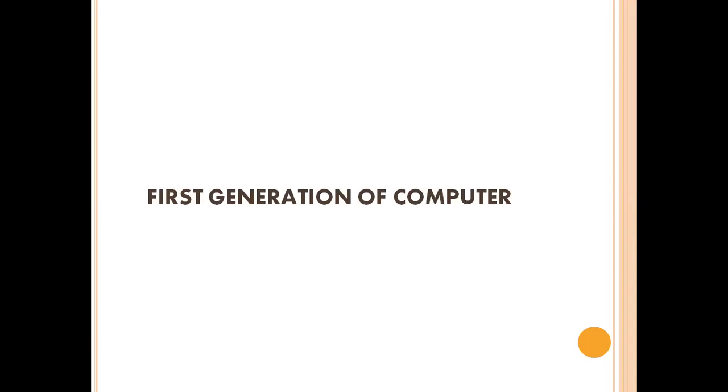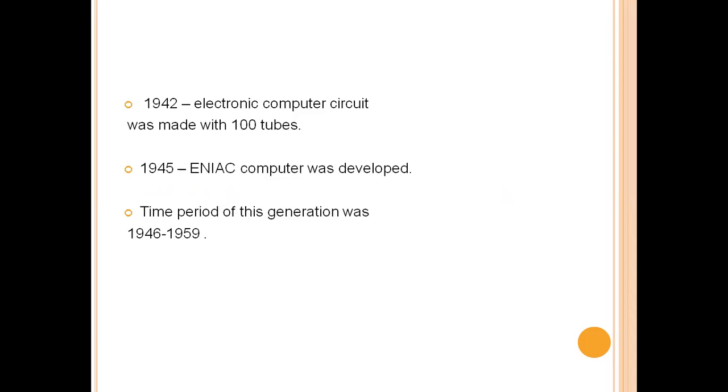Let us talk about first generation of computer. History of first generation of computer. In 1942, an electronic computer circuit was made with 100 vacuum tubes, but unfortunately it was destroyed in an air raid. Then in 1945, the Electronic Numerical Integrator and Computer was developed. The time period of this generation was 1946 to 1959.